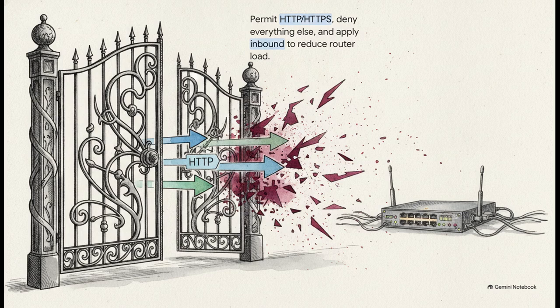Why? Because dropping unwanted bad traffic early on means it never even enters the routing engine, which dramatically reduces the CPU load on your router. It's a huge performance saver.